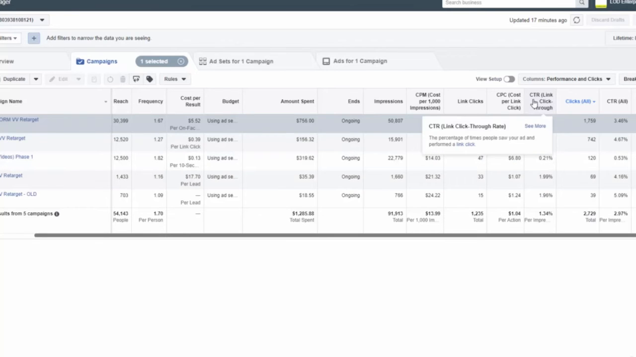And then the CTR, which is the link click-through rate, this is the percentage of times that somebody saw an ad and actually clicked on the link, okay? And then here we have the 1.46%, 2.49%. And so it's really giving us a good indication of how many people actually saw the ad impression, and then how many of those individuals, the percentage, right, actually clicked.